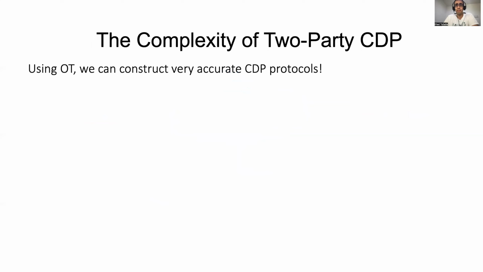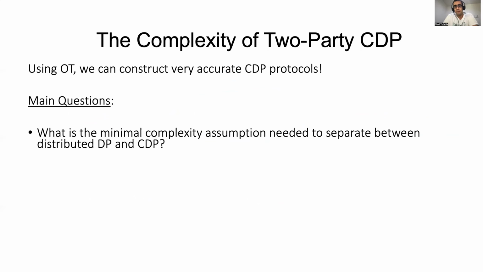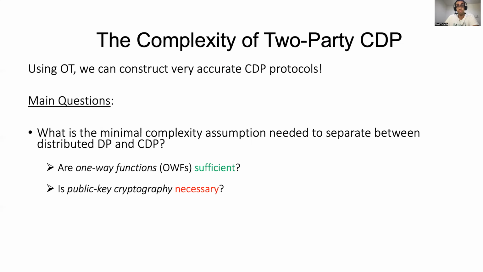So we saw that using oblivious transfer, we can construct accurate CDP protocols because we can simulate any centralized mechanism. This leads to the following main questions. What is the minimal complexity assumption needed to separate between distributed DP and CDP? In particular, are one-way functions, the most fundamental cryptographic primitives, sufficient? Or is public key cryptography necessary?